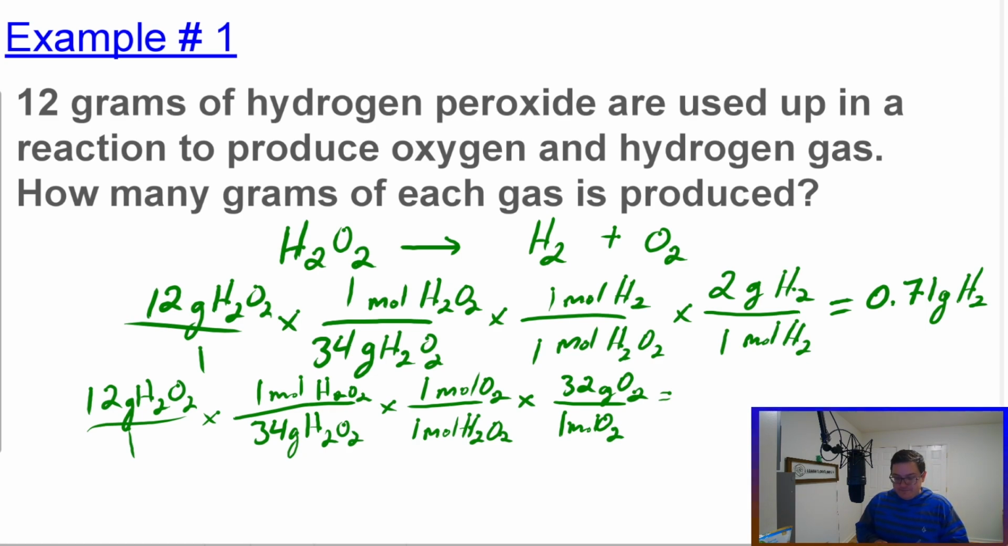So we got 12 divided by 34 times 32. And that gets us a whopping answer of 11.29 with a rounded answer going there. So actually when we have our 12 grams of hydrogen peroxide, it is not an equal split. 0.71 is hydrogen and 11.29 is oxygen. If we add those two numbers up, that is 12 grams. Now, sometimes you're going to notice there might be a small discrepancy due to rounding. That's okay, not too concerned.